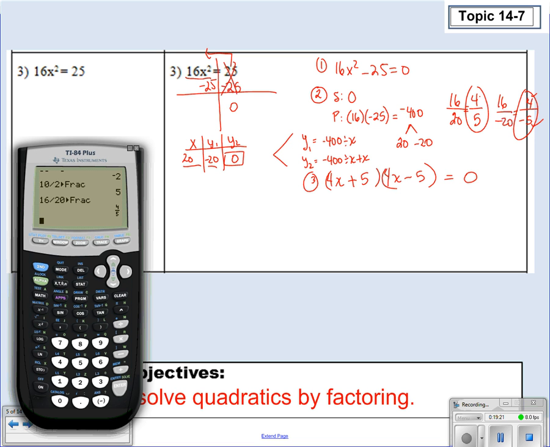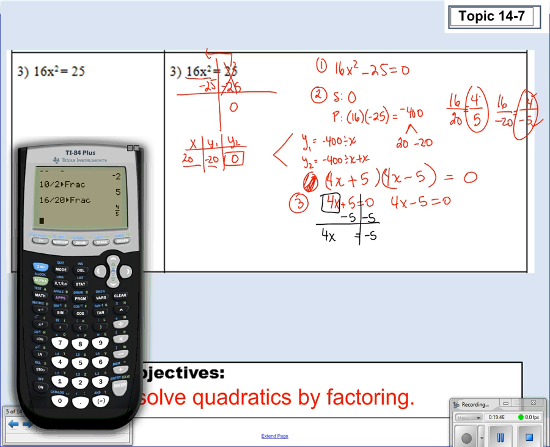We'll take our factors and set them equal to 0. So 4x plus 5 equals 0, and 4x minus 5 equals 0. That's our step 3. Set them equal. And now let's solve. Draw a line, box the variable. To get rid of the plus 5, we're going to subtract 5. That leaves us with 4x equals a negative 5.